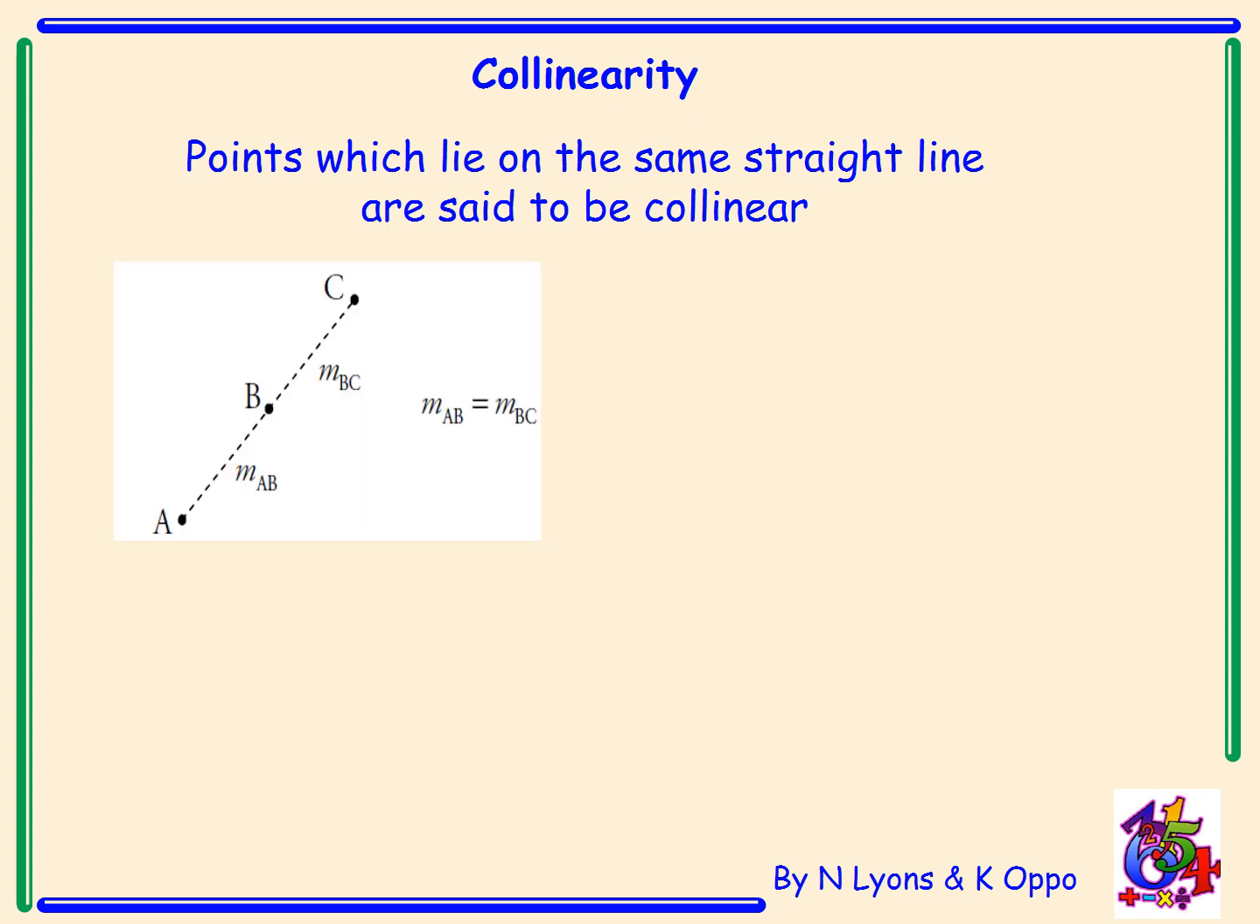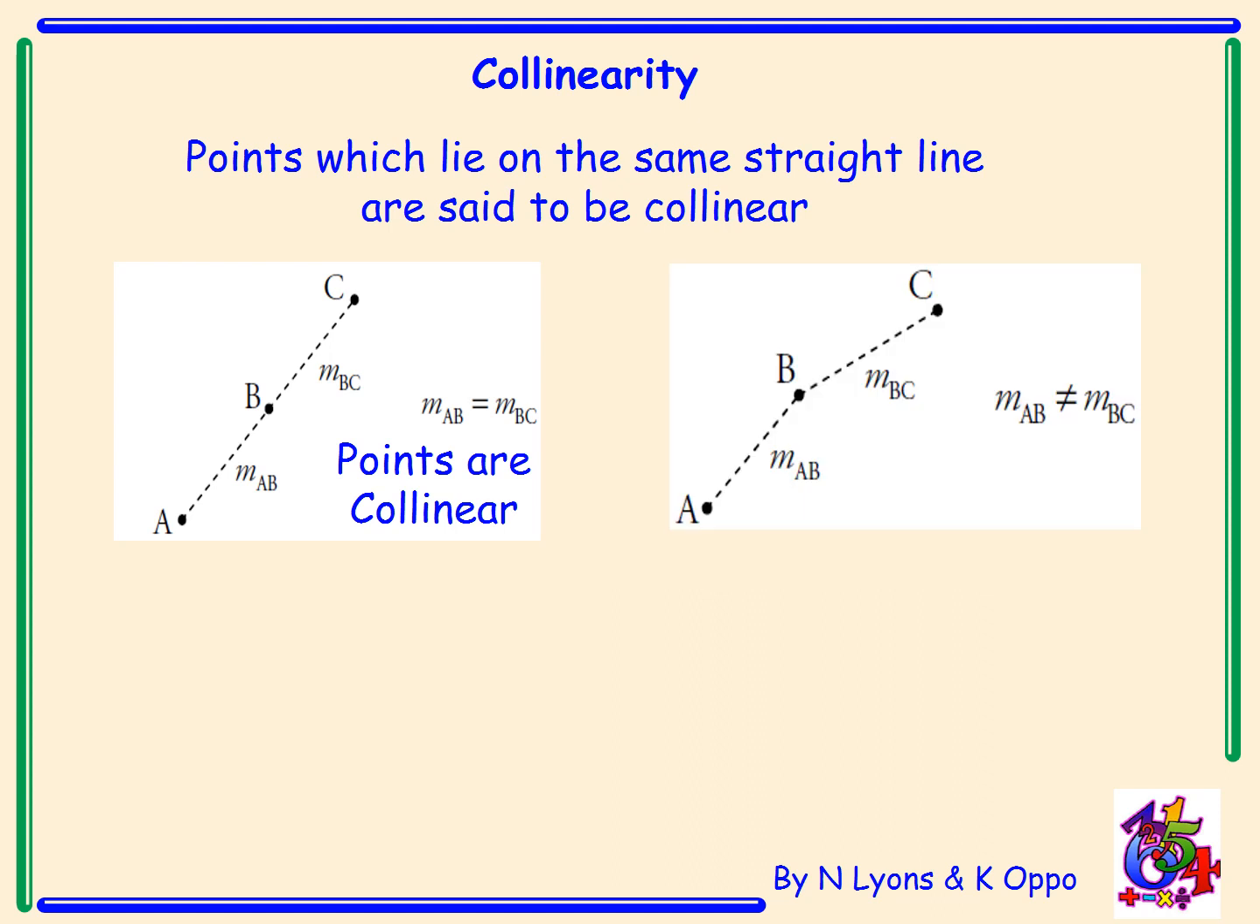Here we can see the gradient of AB is equal to the gradient of BC. And since we have a common point B, the points A, B and C are collinear. In this second example, the gradient of AB does not equal the gradient of BC, therefore the points are not collinear.